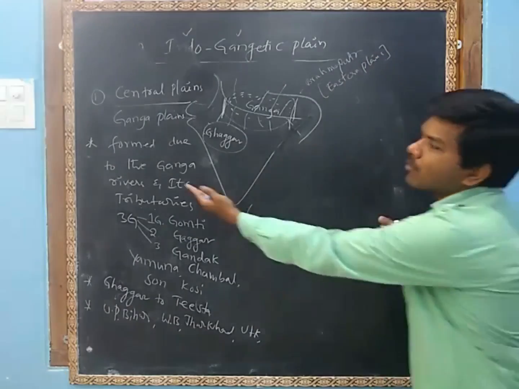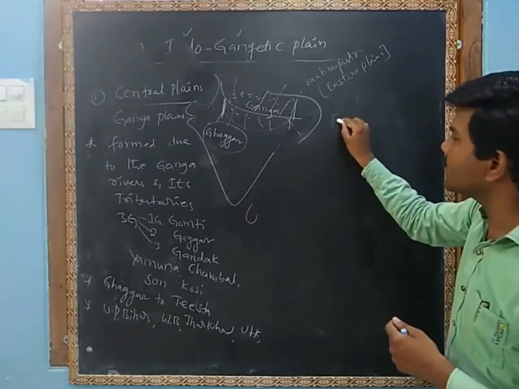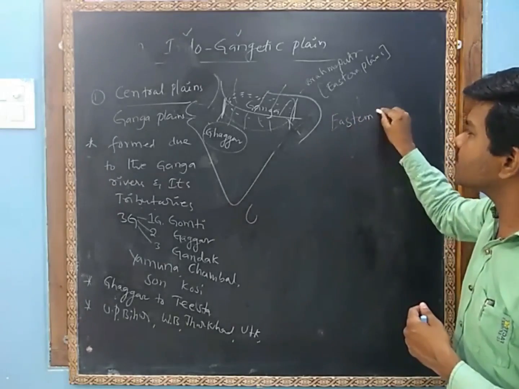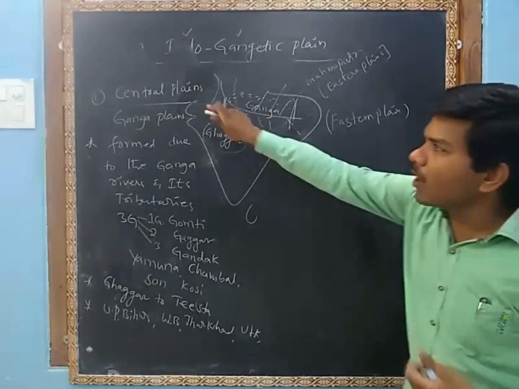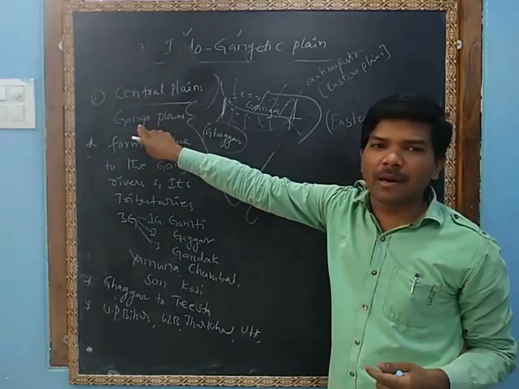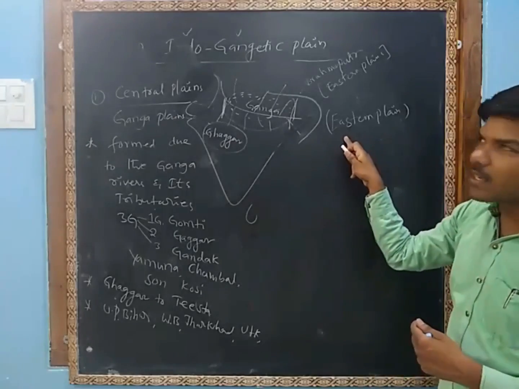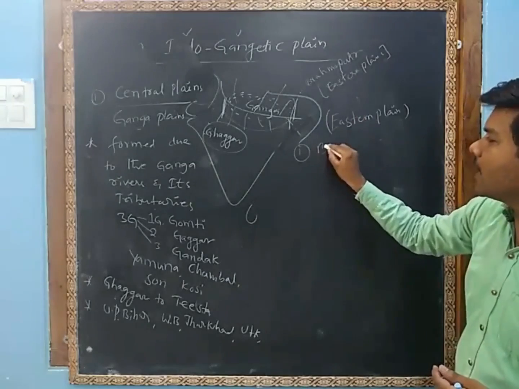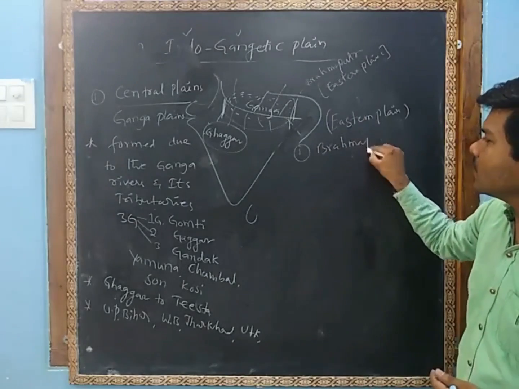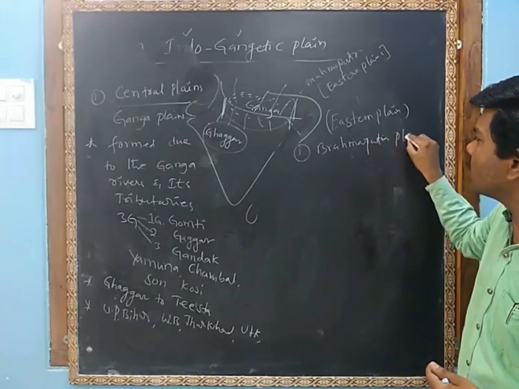Same formula you adopt. Here we call the central plains also known as the Ganga plains. Here we are discussing that the eastern plains can also be called the Brahmaputra plains. Completed one point.